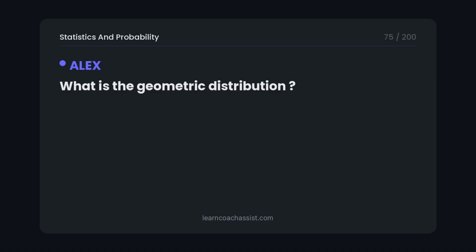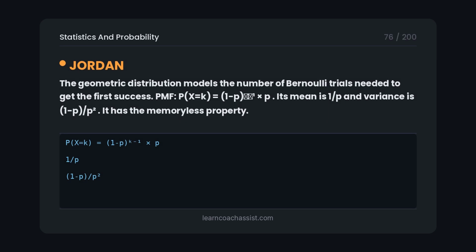What is the geometric distribution? The geometric distribution models the number of Bernoulli trials needed to get the first success. PMF: P(X = k) = (1-p)^(k-1) p. Its mean is 1/p and variance is (1-p)/p². It has the memoryless property.